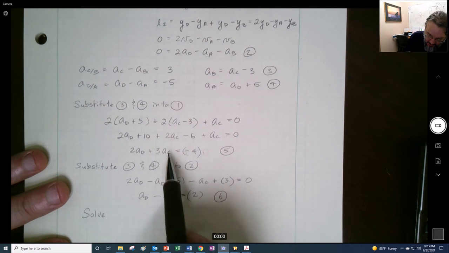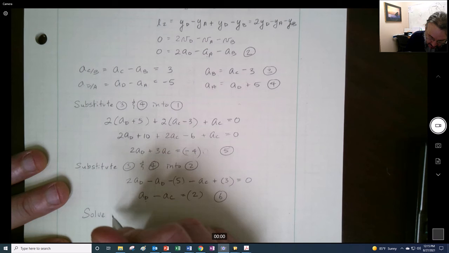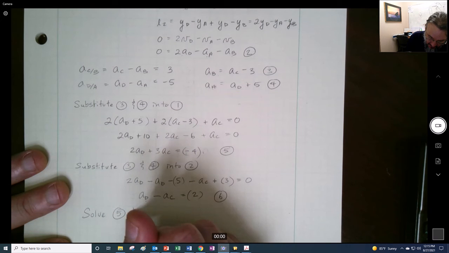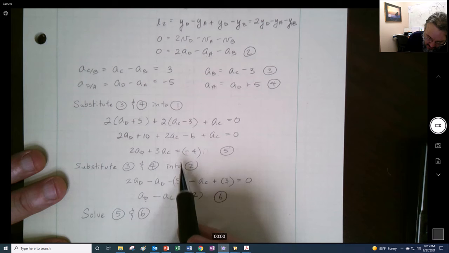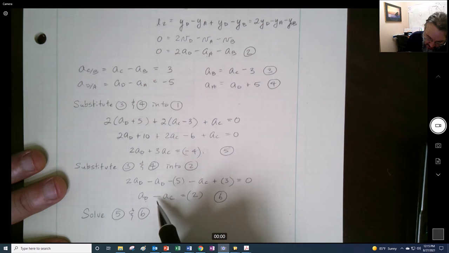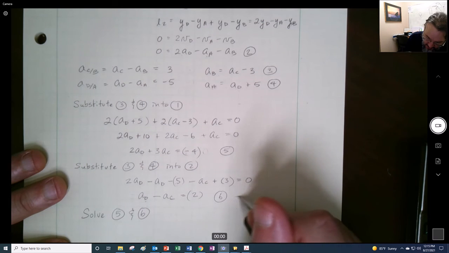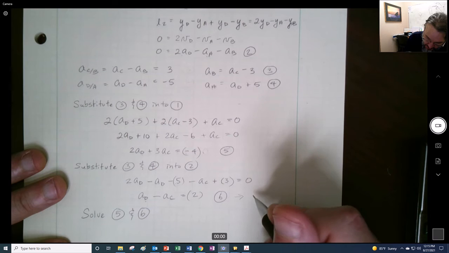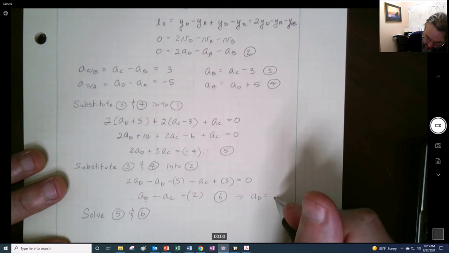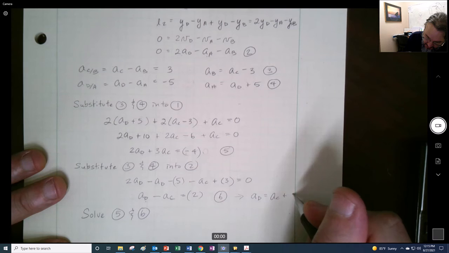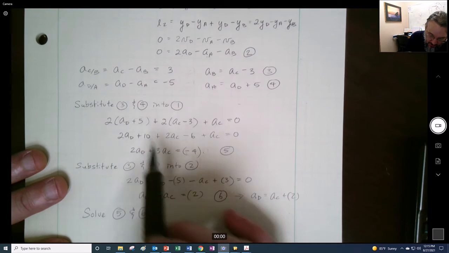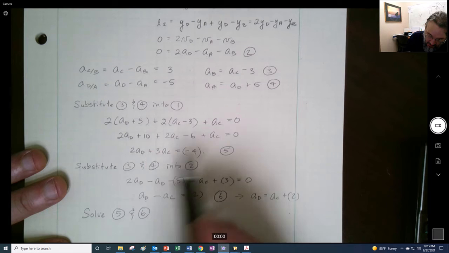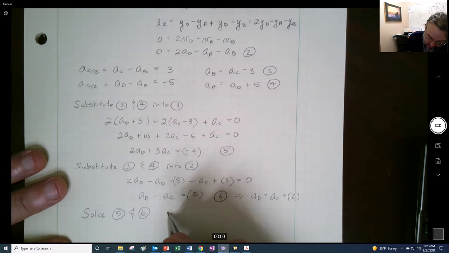See, 2 unknowns, 2 equations, right? Solve 5 and 6 together. So it's probably easier to make that one into AD is equal to AC plus 2, right there, and substitute that into this one right up here.